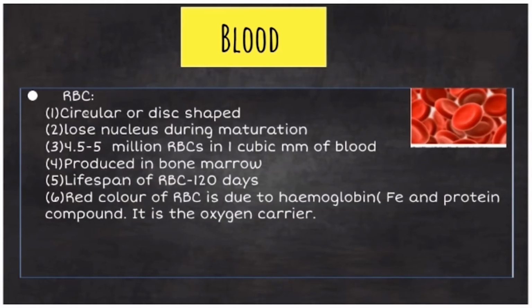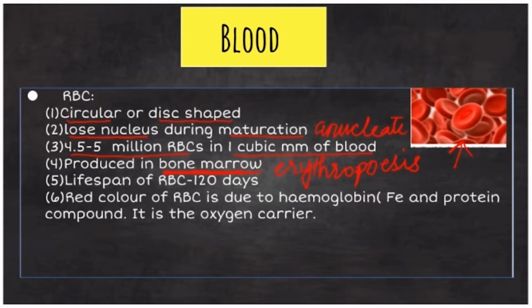Red blood cells are circular or disc shaped as shown in the figure with a central depression. The RBCs are anucleate, since they lose the nucleus during maturation. There are about 4.5 to 5 million RBCs in just a single cubic millimeter of blood. They are produced in the bone marrow, which is a spongy structure present in the center of the bone. The process of formation of RBCs in the bone marrow is called erythropoiesis.